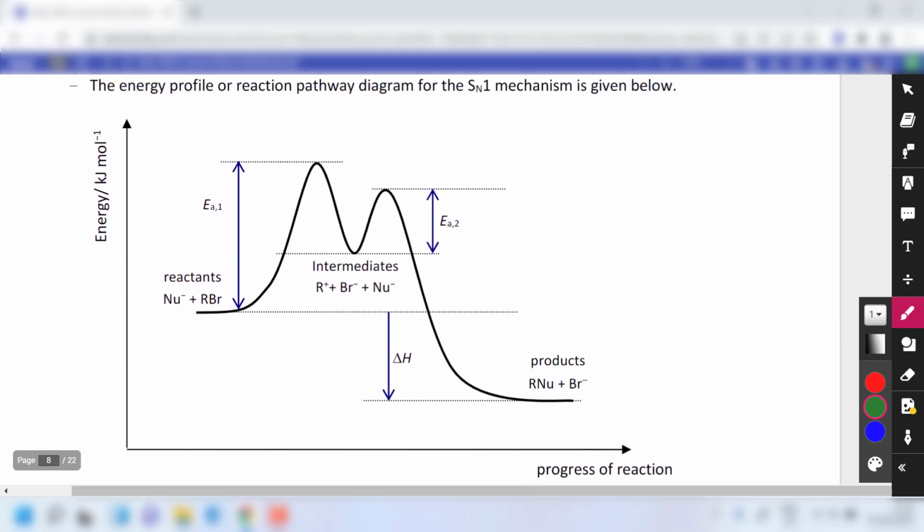So again, as I mentioned earlier on, the intermediate is what we call the local minimum. And then over here is the first transition state, so TS1. TS1 basically involves partial bond breaking between the carbon and bromine. And then we have TS2 here. TS2 represents the partial bond formation between the carbon and the nucleophile. Okay, the carbon as in the carbon in the carbocationic intermediate.